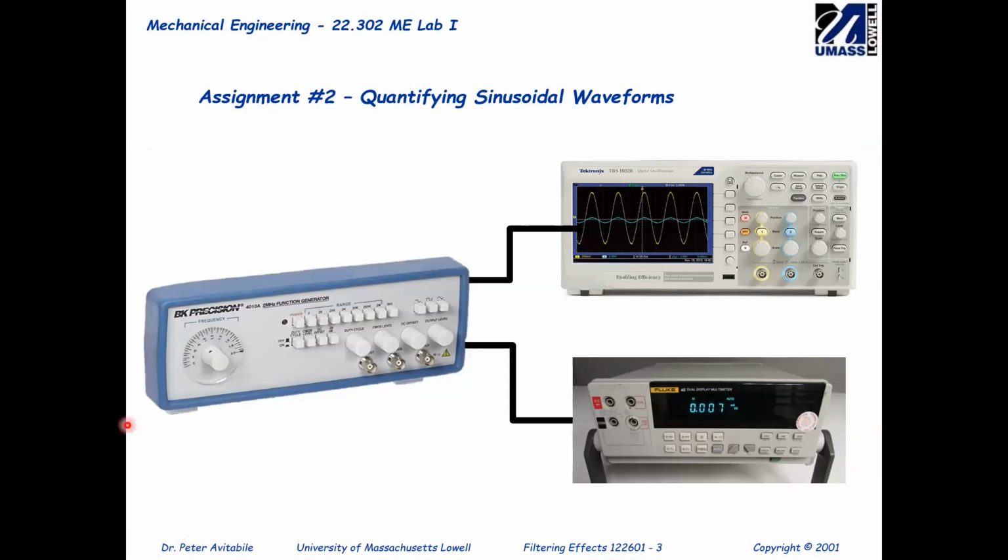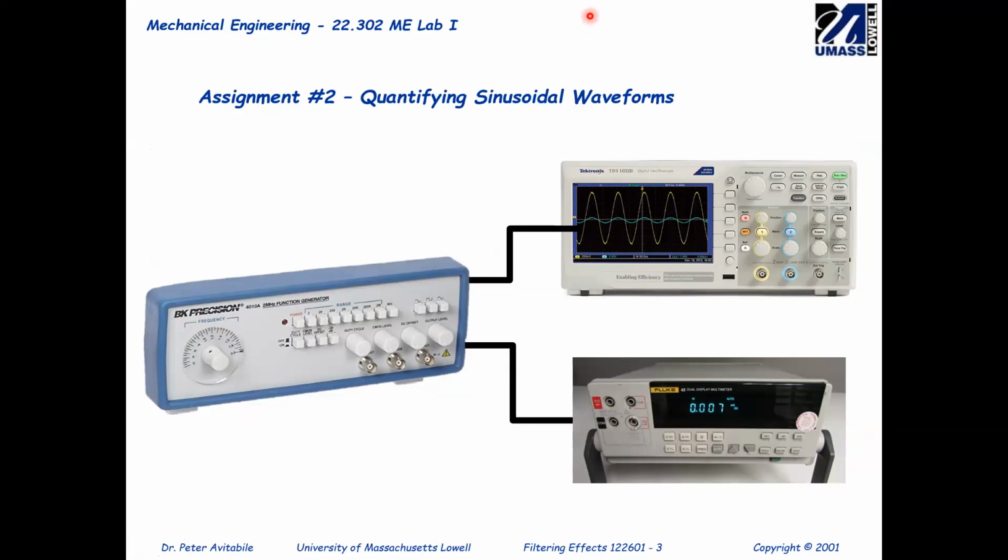Here, we're going to have the function generator on the left, connected using a T connector to channel number 1 on the oscilloscope, and then we're going to be connecting it to the multimeter.